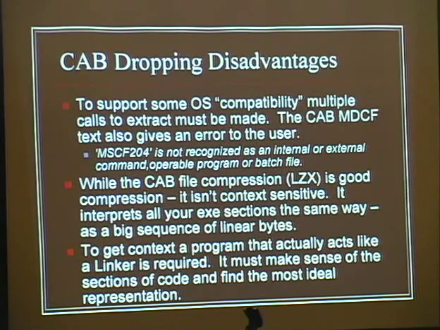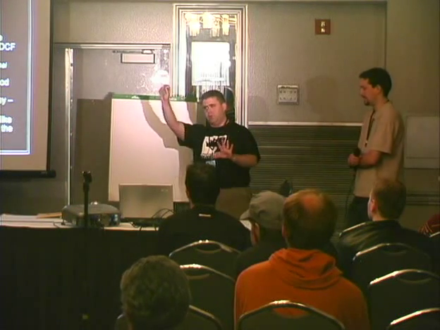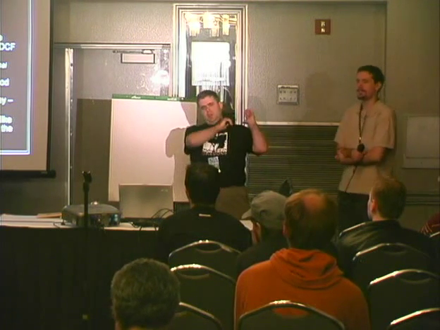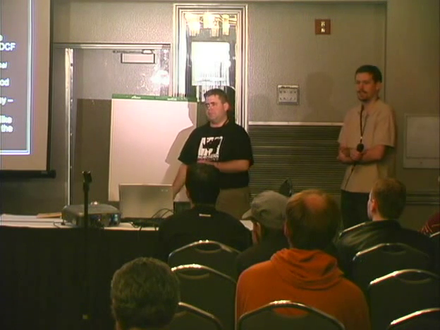Disadvantages. To support OS compatibility, you have to make multiple calls. And remember when I said you can do this nifty thing with the error coping mechanism of Windows XP? Well, guess what? You end up with this really ugly line right up there when that cab file runs. It's good compression, but it isn't context sensitive. So it interprets everything that you're doing the same way. And it basically sees your program not as a program with data and code and routines, but as a big stream of bytes and bits.